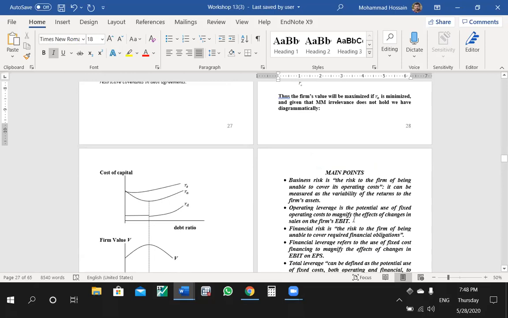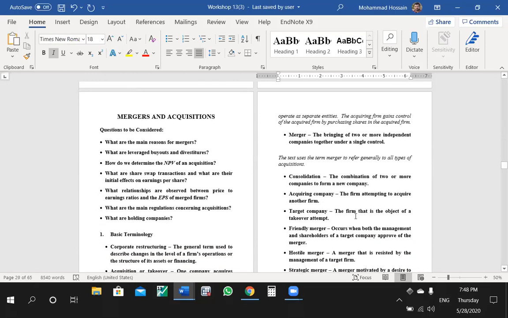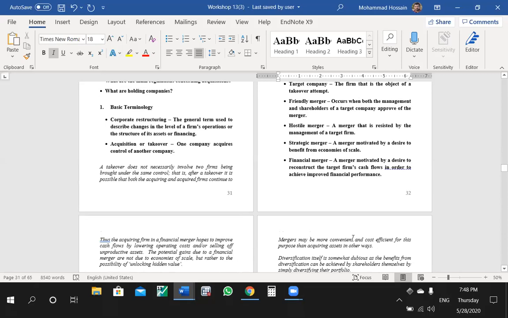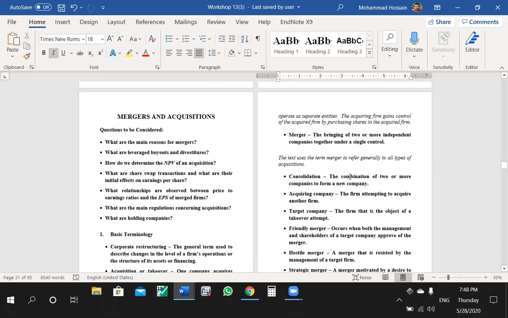Okay, let me go straight to this point now. Mergers and acquisitions in here. There's nothing much in here. Most of the things you need to understand, what they're trying to say. Different types of mergers available. Mergers are those when the two companies combine together, that's called merger. An acquisition means when one company takes over another company.